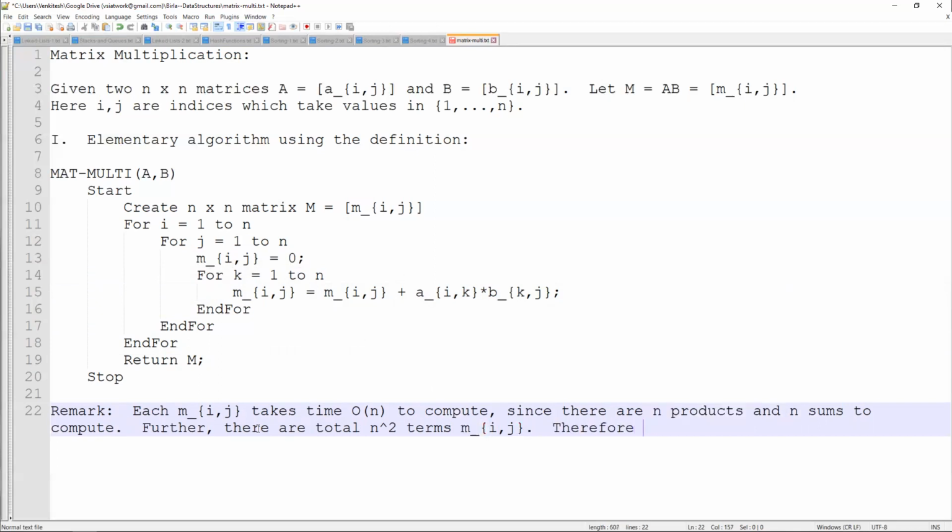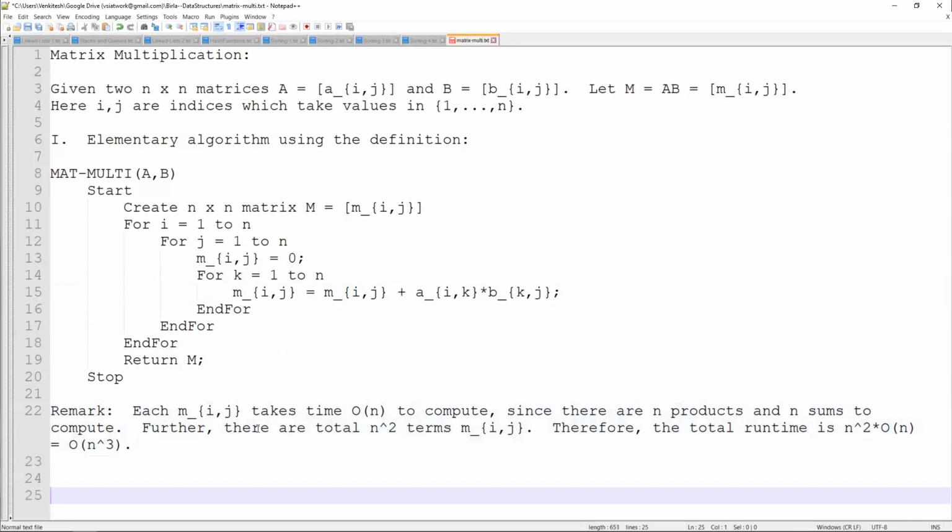Therefore, the total runtime is, what is it going to be? n squared into order n. That is what it is, which is equal to order n cube. Okay, so that is the runtime. All right, so this was the algorithm.